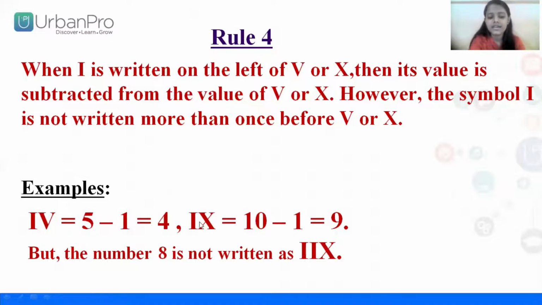Okay, and see here the same, 9. I and X. X we know is 10 and I we know is 1. So 10 minus 1 is nothing but 9. So the Roman numeral for the number 9 is I and X.